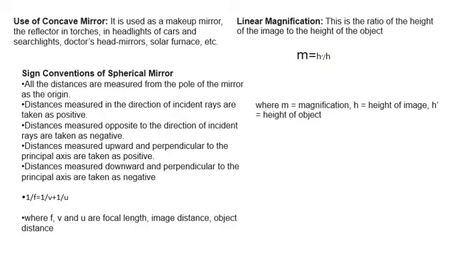So we can see the use of convex mirror. It is used as a makeup mirror, in torches, in headlights of cars, in searchlights, in doctors' head mirrors, and solar furnace.